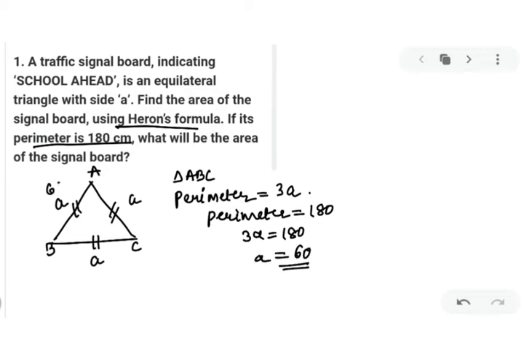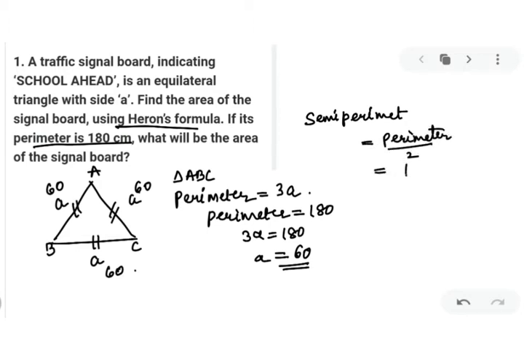So once I got each side as 60, now the Heron's formula requires semi-perimeter. Semi-perimeter will be perimeter ka half. So I'll write something like this, perimeter upon 2. Perimeter was given as 180 and divide by 2, so that will be 90. So you got semi-perimeter as 90.